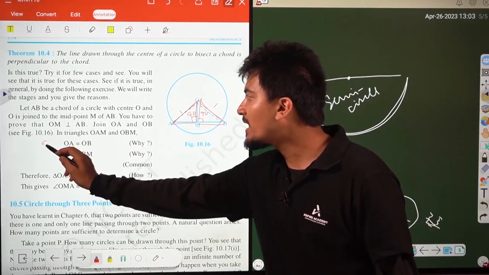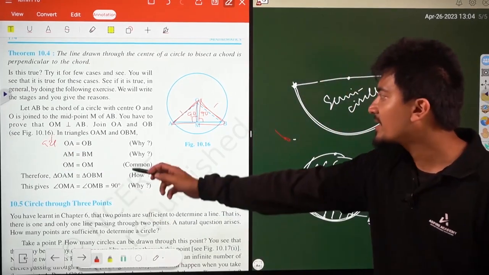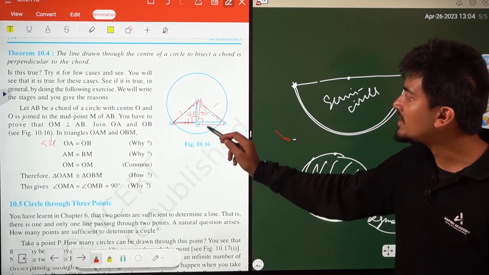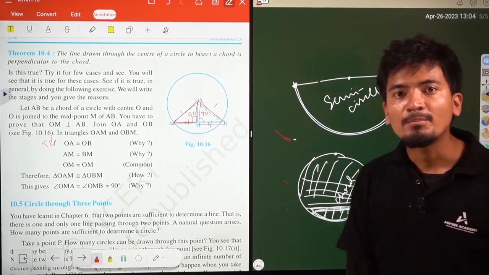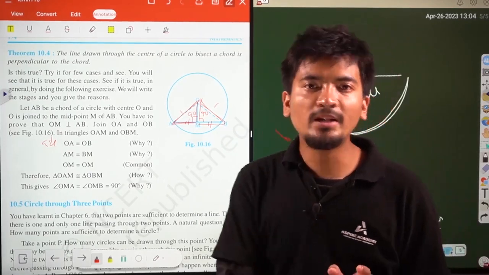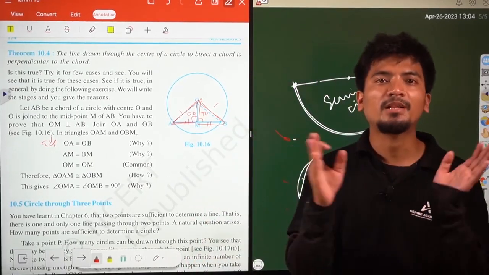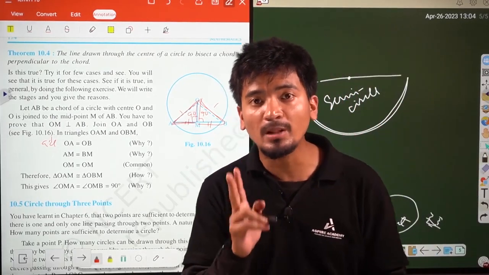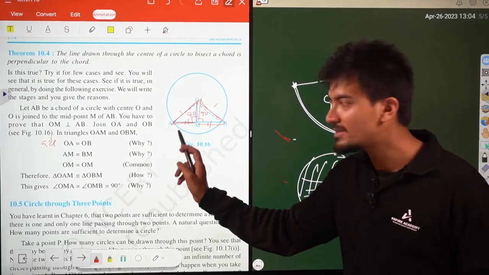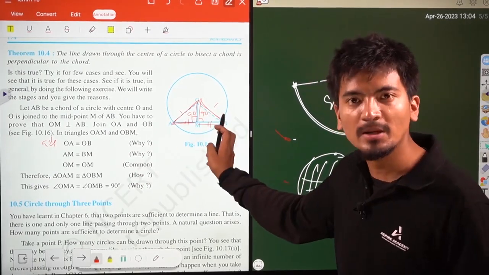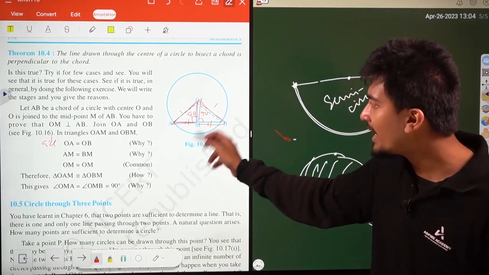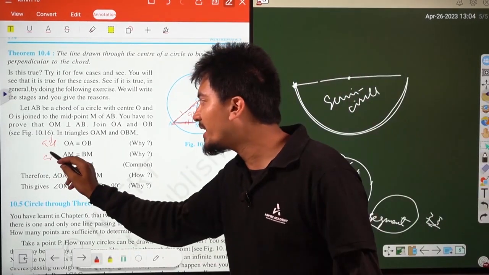This is the side criteria, right? Next, AM is equal to BM. AM, that means this part is equal to this part. Why? Because we already know that if there is a perpendicular bisector of a chord, then it divides the chord into two equal parts. So therefore, AM is equal to BM, right? Since OM is the perpendicular bisector of AB. You can write here, since OM is the perpendicular bisector of AB.